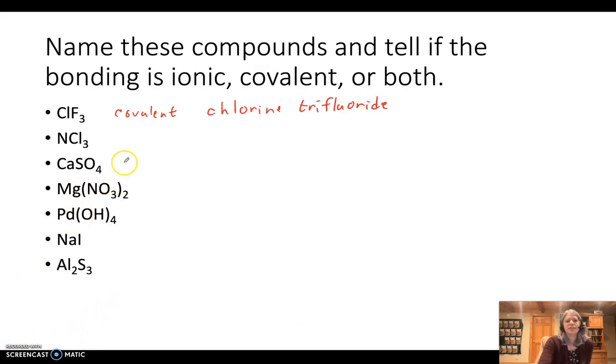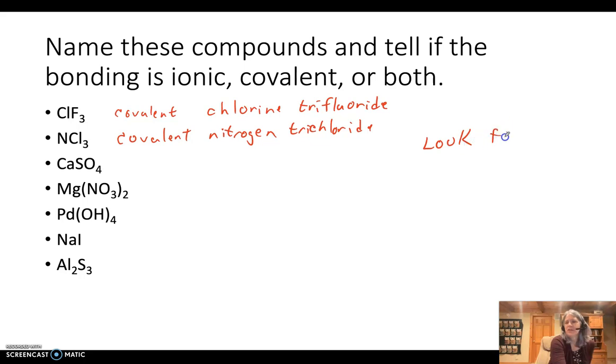So these are going to be, again, covalent, just like they were up here. And we're going to have to tell how many of each element there are. So it's nitrogen trichloride. Okay, so that's my clue for you. Look for the metal. If there is a metal, it's going to be ionic. So far we haven't seen any metals in these two.